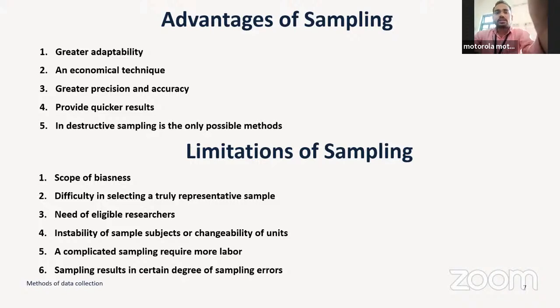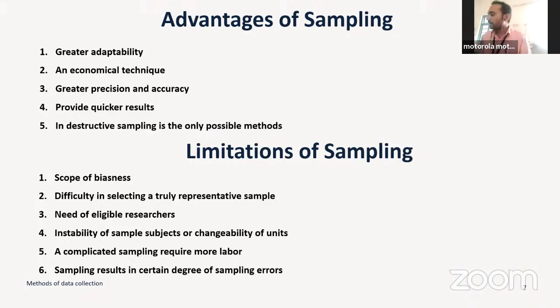In some cases, the instability of the sample subject or changeability based on geographical conditions and many other factors may be responsible for producing biased samples, or maybe unintentionally we included biased samples in our study. It is very complicated and requires more labor. Sampling results in a certain degree of sampling errors.